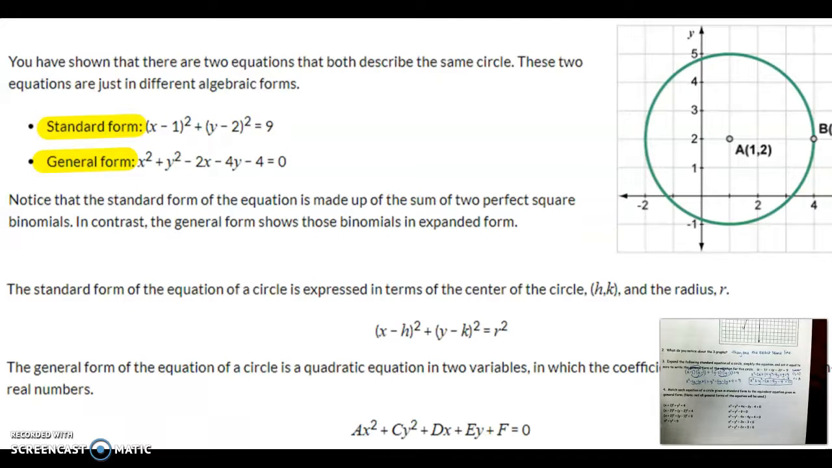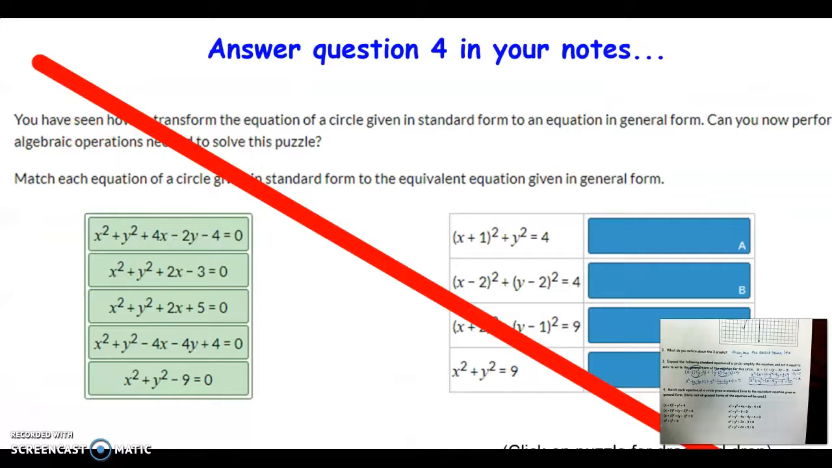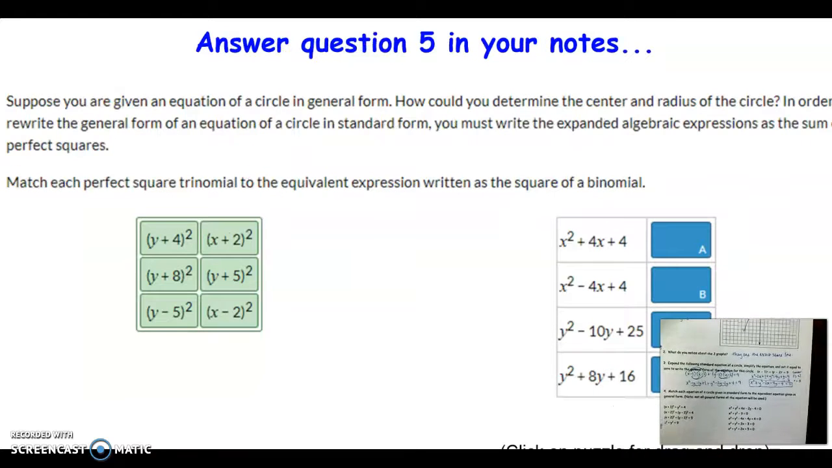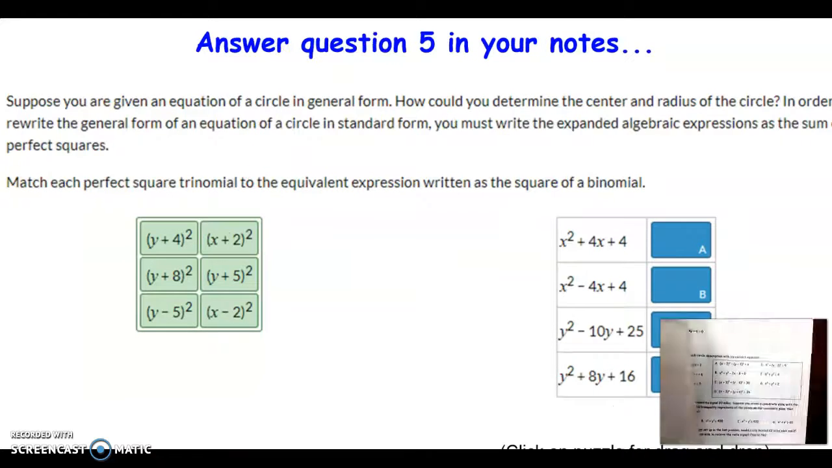So we are going to review a process that will help us get from the general form to the standard form of a circle. We're going to skip question 4 in our notes. That's just not needed today, and look at question 5.